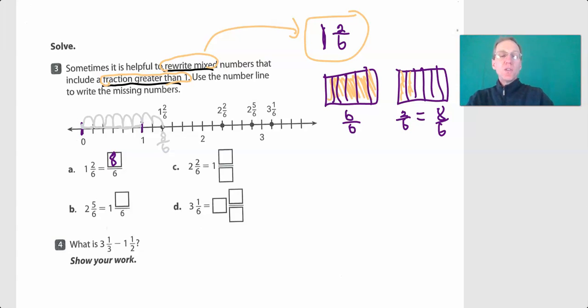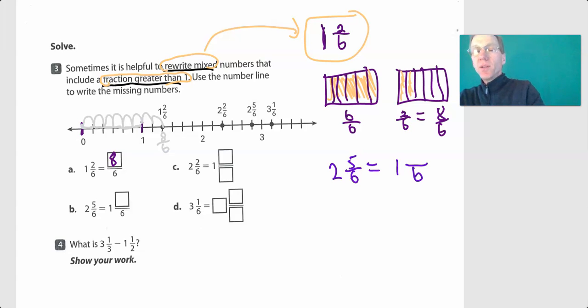Let's do letter B. 2 and 5/6. They want to rewrite it so that it's 1 and how many sixths, taking one of the wholes out. I think decomposition is a really good way to do it, as you learn in 3rd grade. I've got 1 whole, so let's take one of those pizzas and cut it up into 6/6, and then I still have the pizza with 5/6.